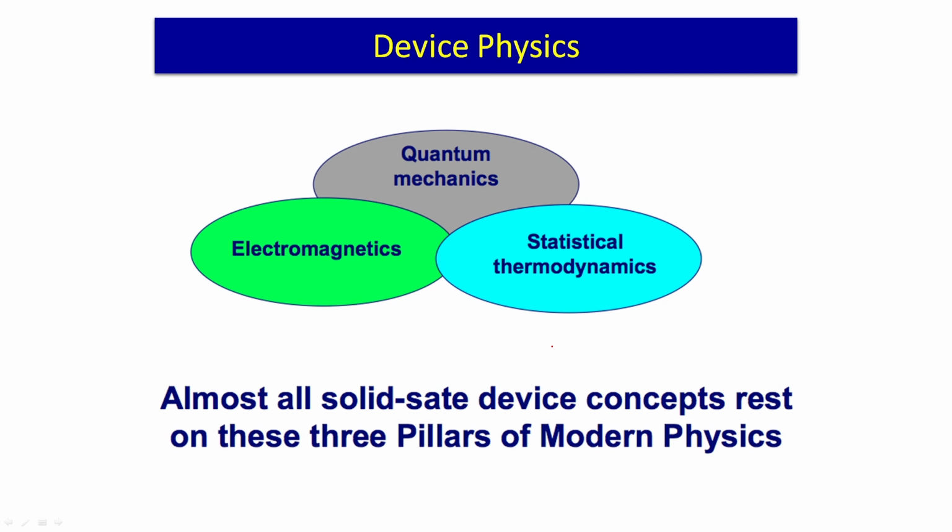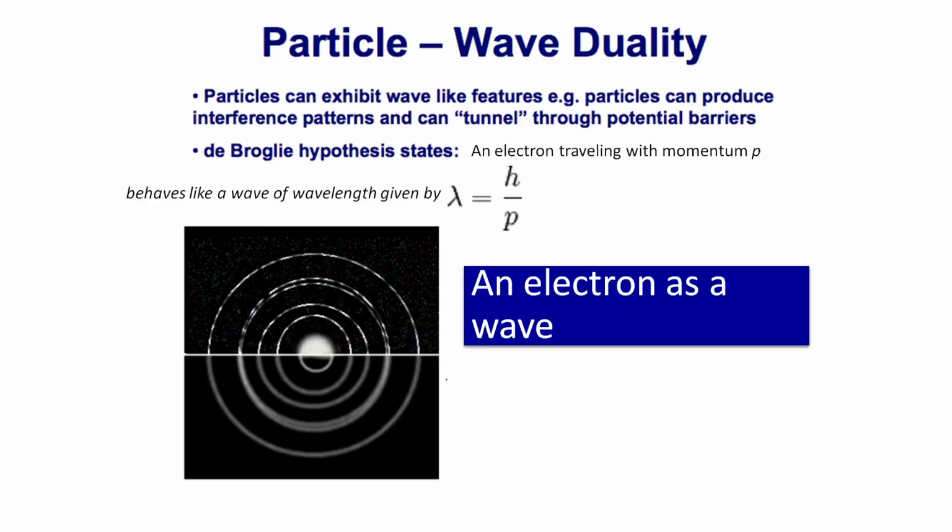So, device physics is basically based on quantum mechanics, and it connects electromagnetics as well as statistical thermodynamics. Almost all the solid state physics concepts rest on these 3 pillars of modern physics: quantum mechanics, electromagnetics and statistical thermodynamics. So, an important aspect to know is the particle wave duality. Particles can exhibit wave-like behavior, that they can produce interference patterns and can tunnel through potential barriers, like an electron can tunnel through potential barriers. An electron can also give interference patterns.